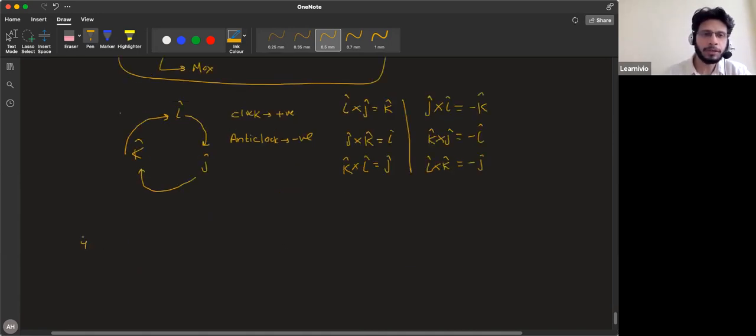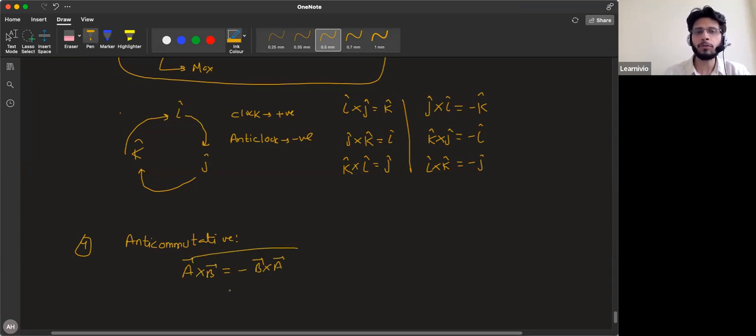After perpendicular vectors, we can write that the cross product is anti-commutative. By anti-commutative, I mean if I take A cross B and B cross A, they won't be equal. There will be a negative sign here. But if you remember, the dot product was commutative, like A dot B and B dot A have the same value.